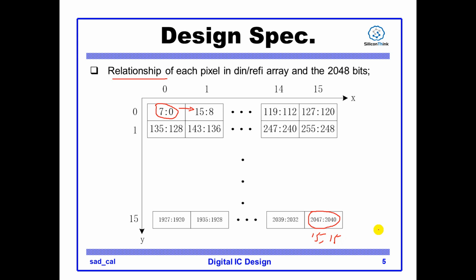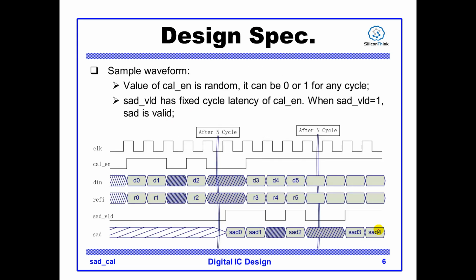Let's check the sample waveform. This is the waveform for input. When enable is high, there must be some values in the current and reference input arrays. Then you have to calculate the SAD of the two. Then after some latency of cycles, you will assert the SAD valid and give the SAD value for this group.